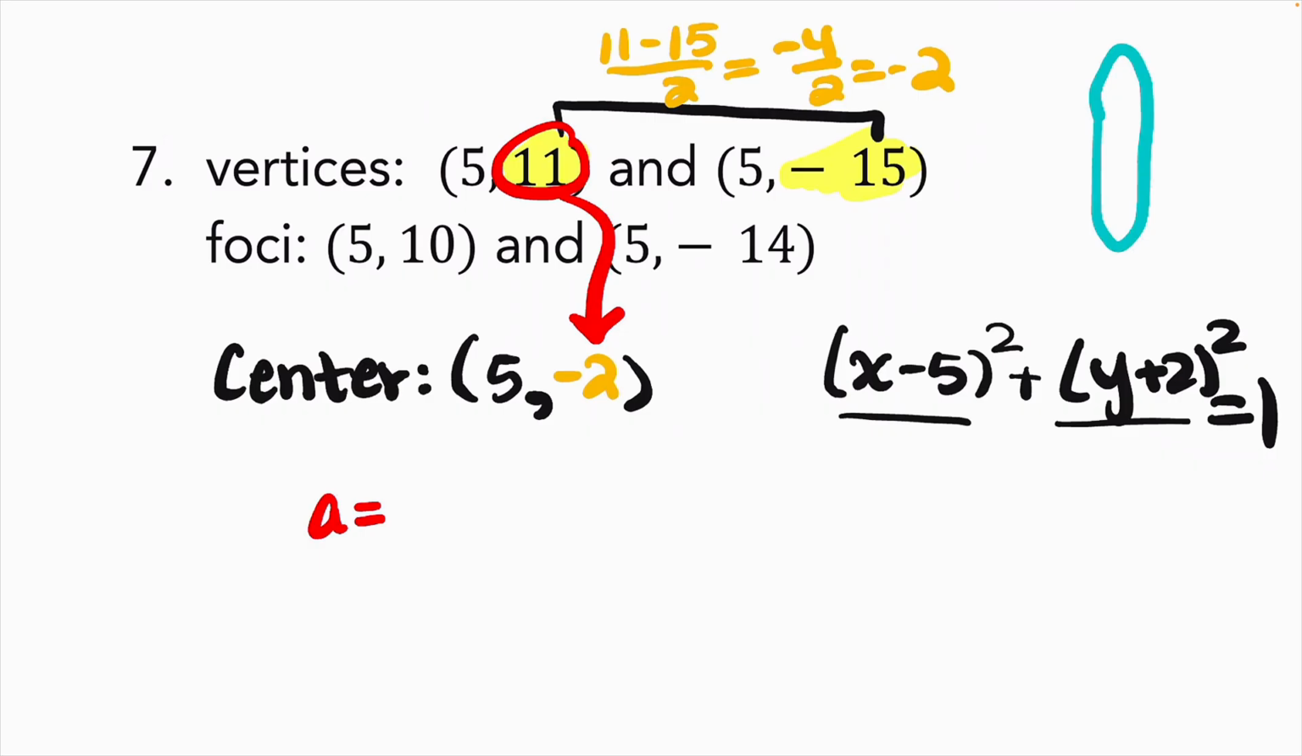Anyone going to share? How many units apart are 11 and negative 2? Is this a complicated question? 13. Yes, Lucas, thank you. 13, right? Okay, now we have to be careful. We agreed this ellipse was vertical, so the squared version of A has to go underneath the y.